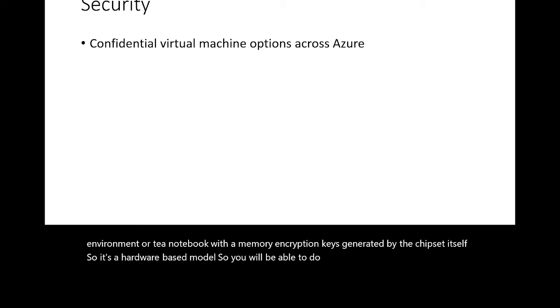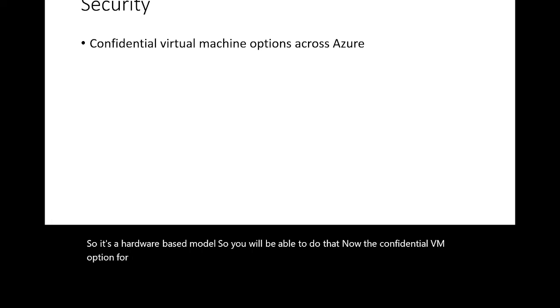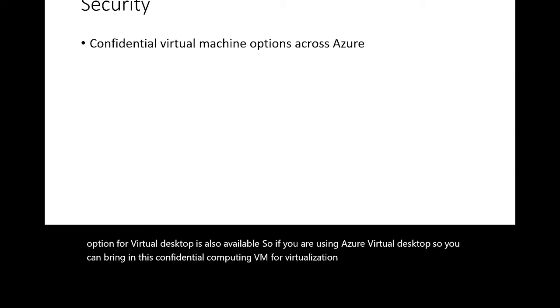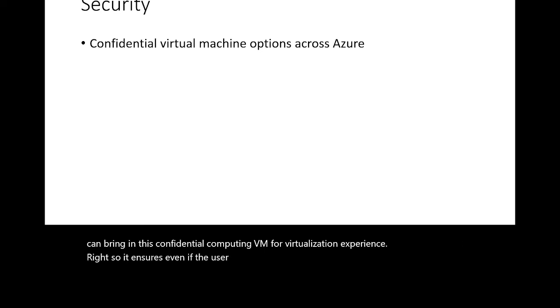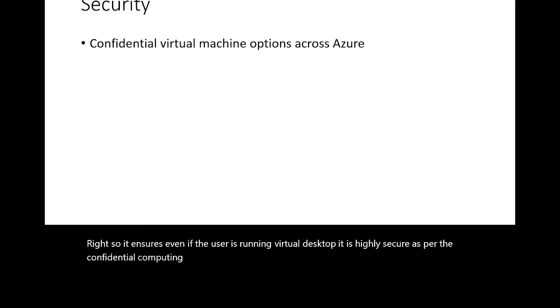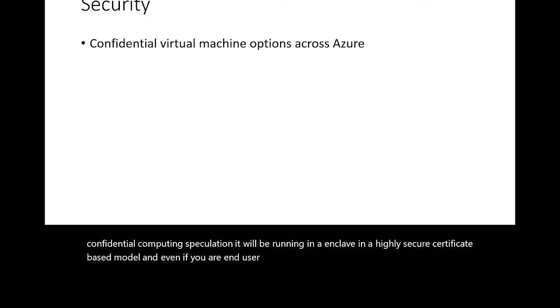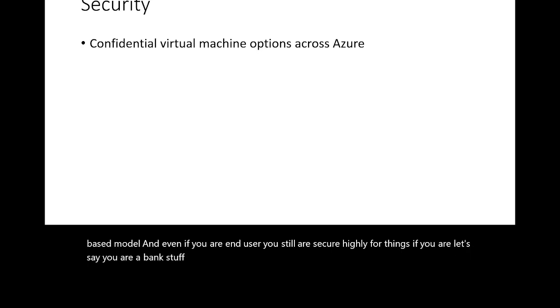Now the confidential VM option for virtual desktop is also available. So if you are using Azure Virtual Desktop, you can bring in this confidential computing VM for the virtualization experience, right? So it ensures even if the user is running a virtual desktop, it is highly secure as per the confidential computing specification. It will be running in an enclave in a highly secure, certificate-based model, and even as an end user, you are still highly secure. Let's say you are bank staff working with a lot of digital transactions, so you would probably need that as an end user machine. You're not a normal user.